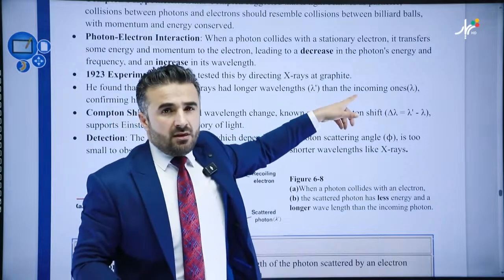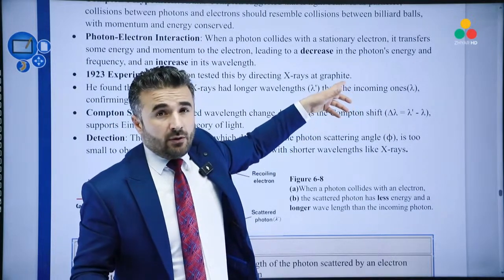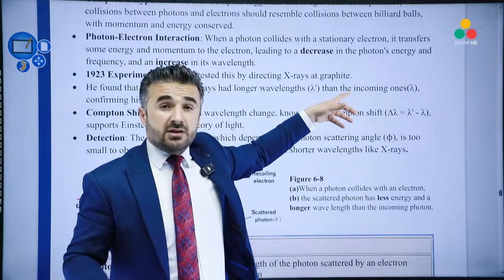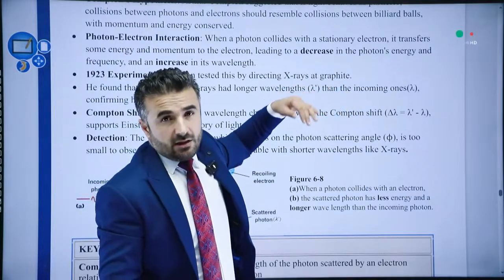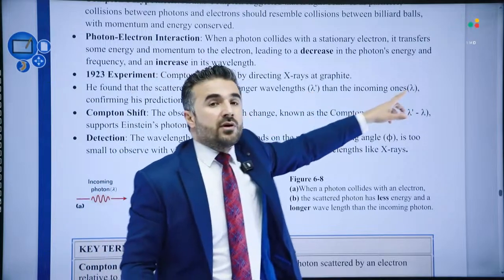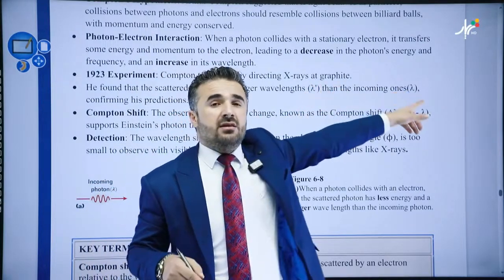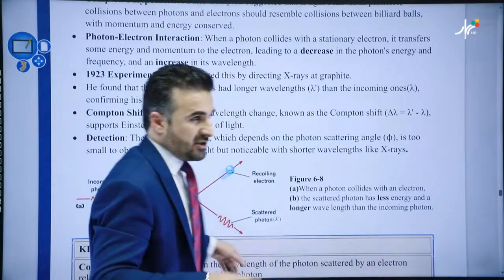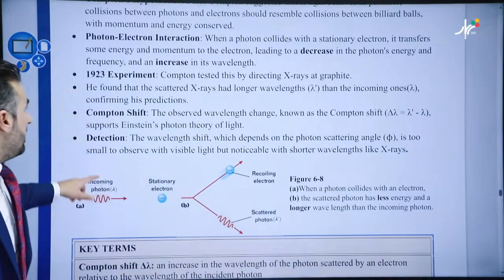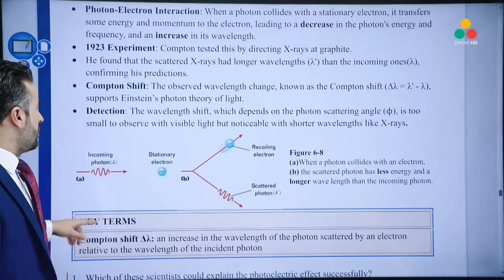Why longer wavelength? We said that if they lose part of their energy, their frequency will be lower. Frequency and wavelength are inversely proportional, so the lower the frequency, the longer the wavelength than the incoming one. So the wavelength after the interaction was longer than the wavelength before the interaction. There is a difference between the two, confirming the Compton shift prediction.